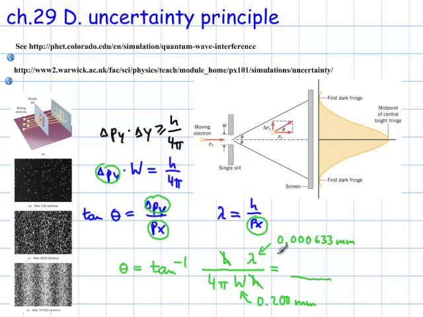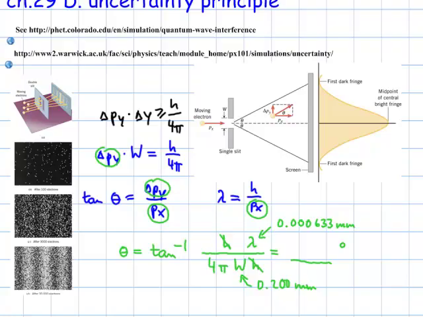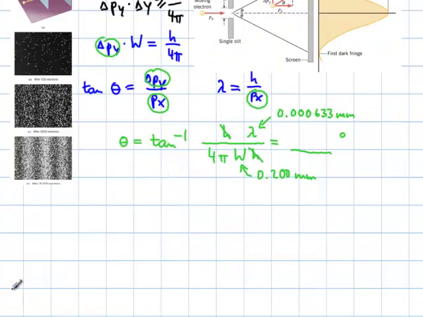Notice that there's a really tiny number in the numerator divided by 4 pi and by 0.200, which means the angle is going to come out to a pretty small number in degrees. Now I got done with the problem here, but I wanted to say a couple of things about Heisenberg's uncertainty principle.